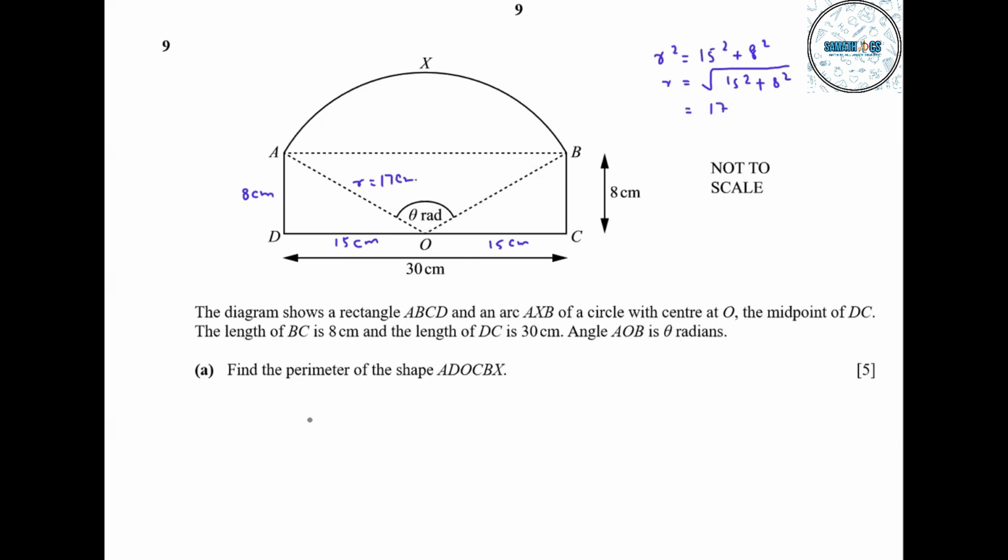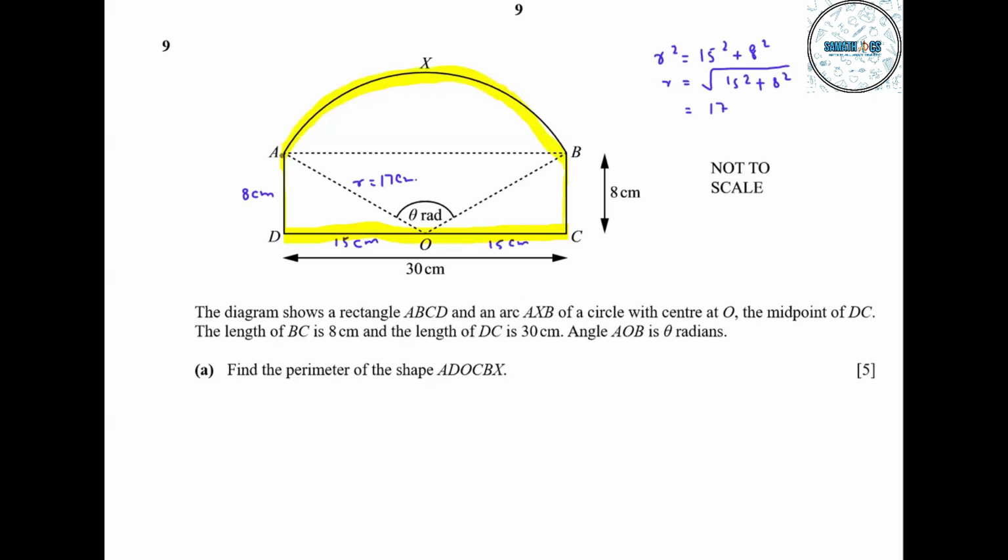Now, they have asked to find the perimeter of the shape ADOCBX. So it means that we have to find out the length of this. We have to add up all these lengths, right? So we'll see which of the side is missing. We'll be taking out that side and then we'll be adding all the sides.